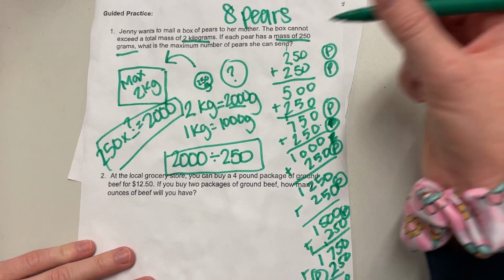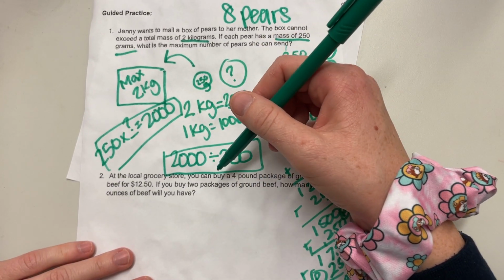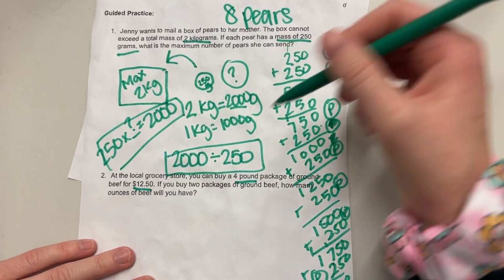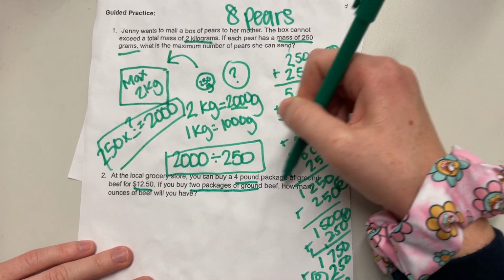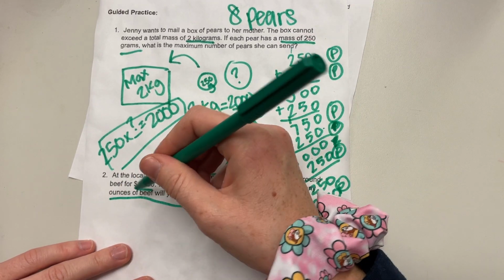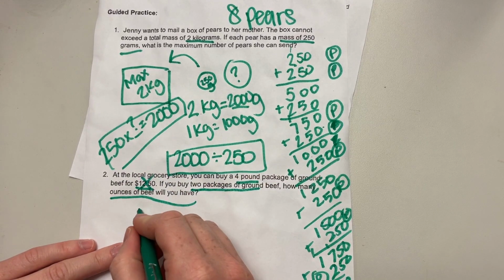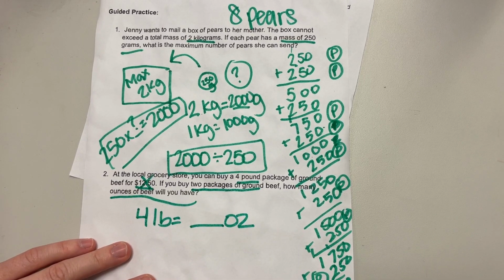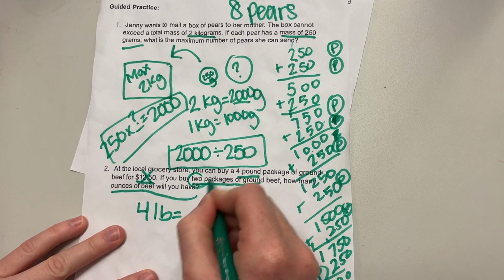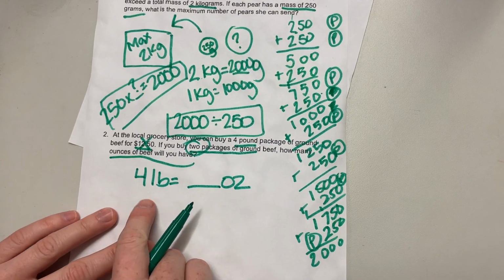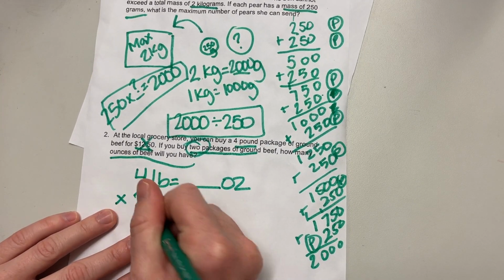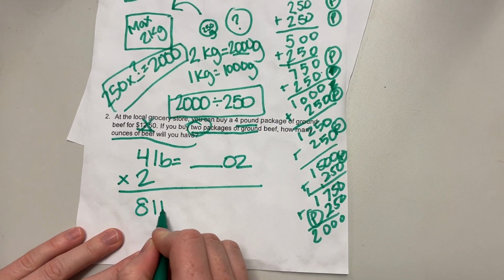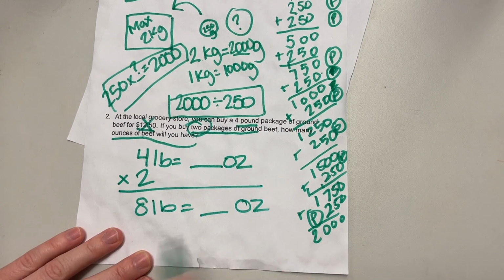Okay, our next question says, at the local grocery store, you can buy a 4-pound package of ground beef for $12.50. If you buy 2 packages of ground beef, how many ounces of beef will you have? We don't need this $12.50. So 4 pounds equals how many ounces? However, it says we buy 2 of those packages. So it's not actually 4 times 2 because we're doing 2 of them. So we have 8 pounds equals how many ounces?